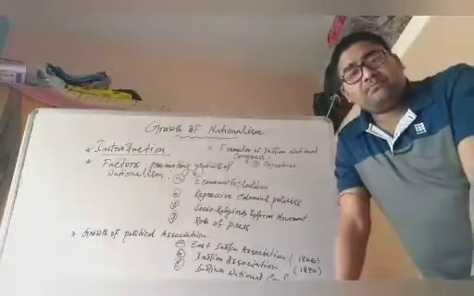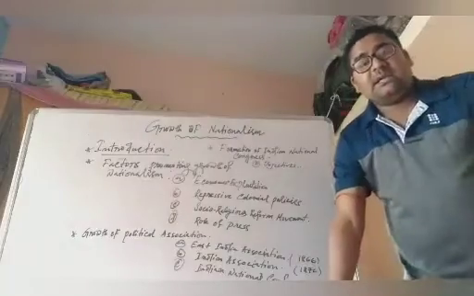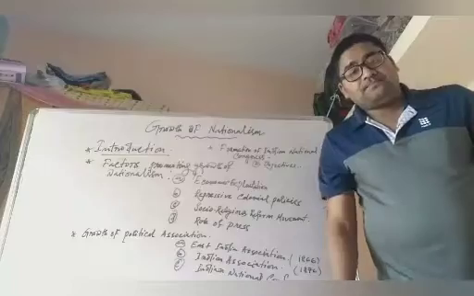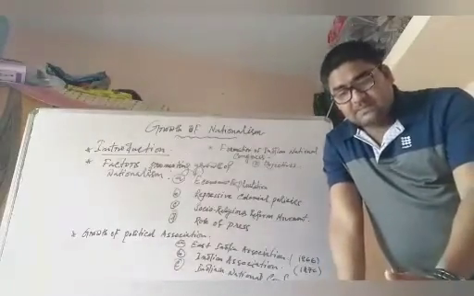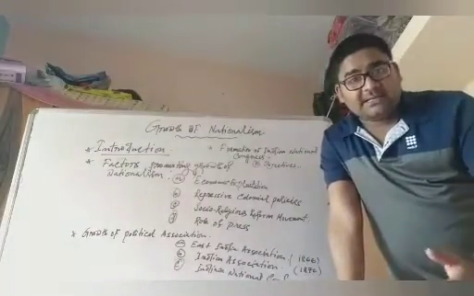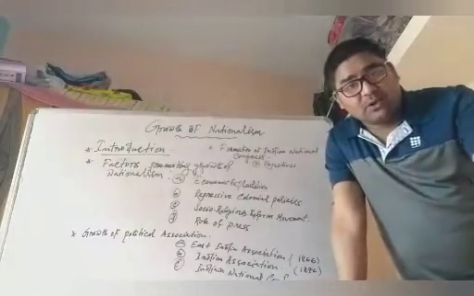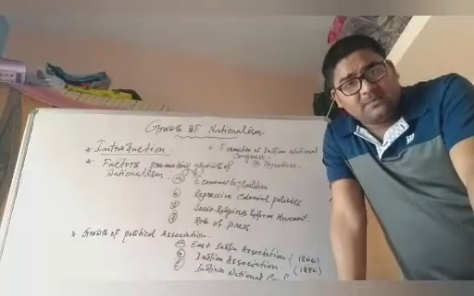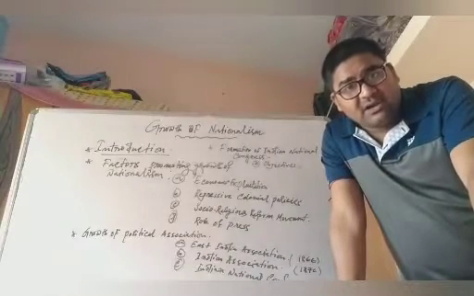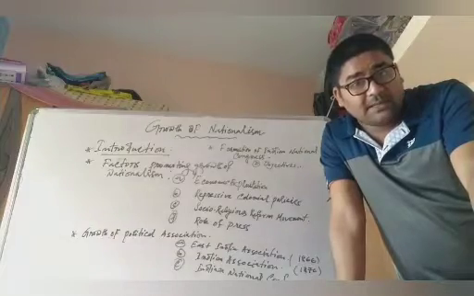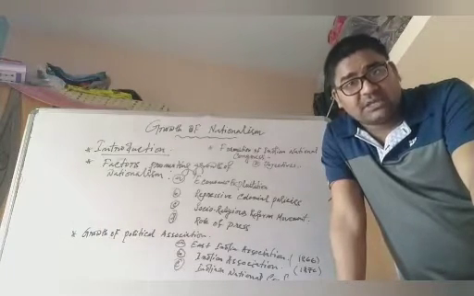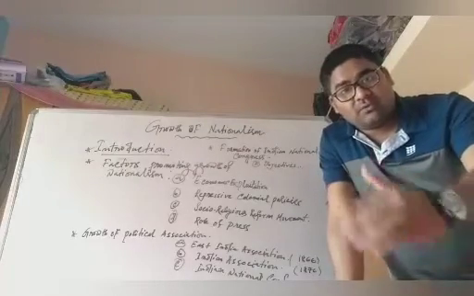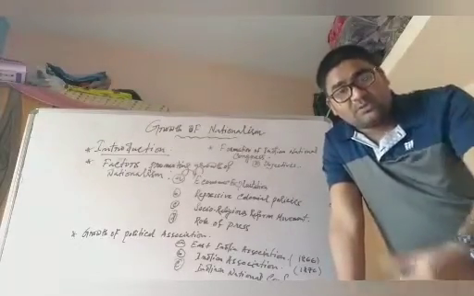Next, another one is the Ilbert Bill controversy. Sir C.P. Ilbert passed a bill in 1883, and that bill was popularly known as the Ilbert Bill. What was that bill? According to that bill, for the first time the right was given to Indian judges to try cases where Europeans were involved.